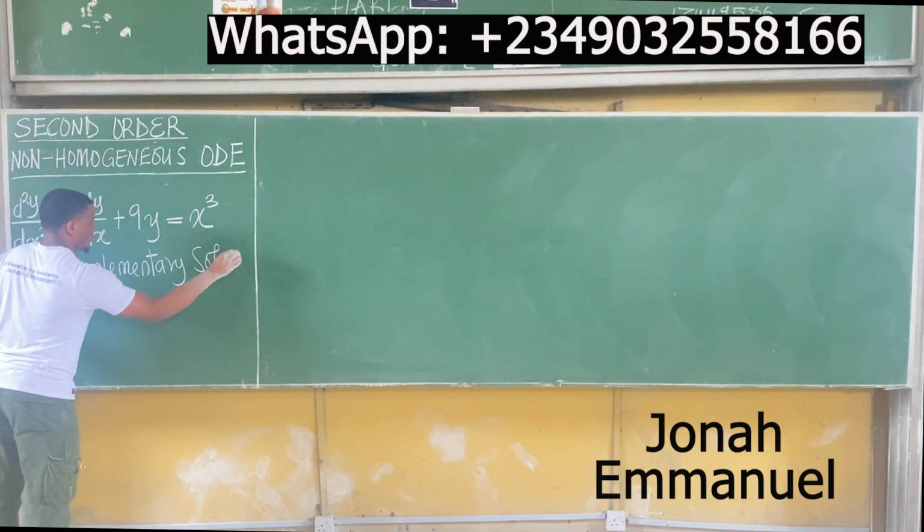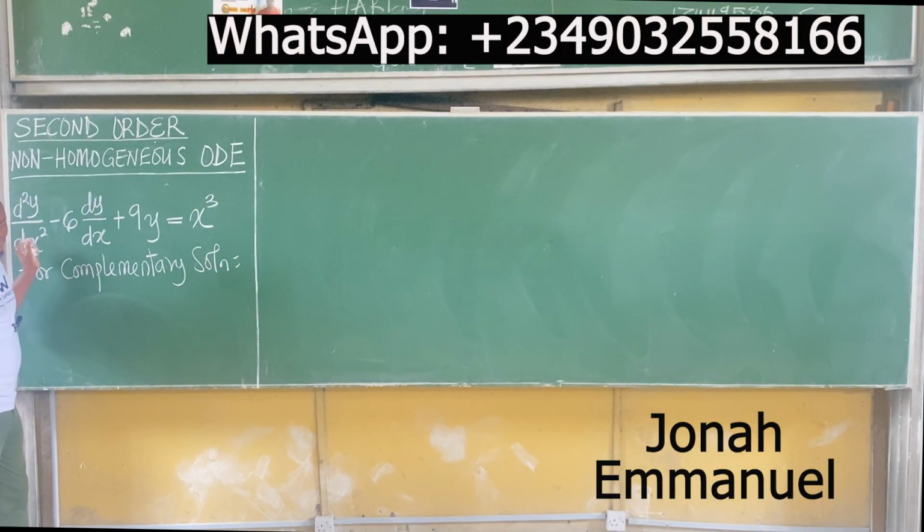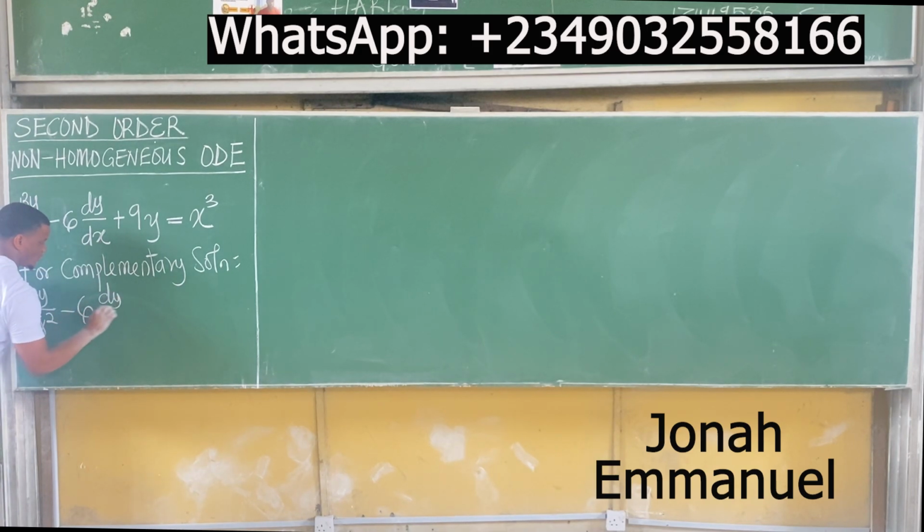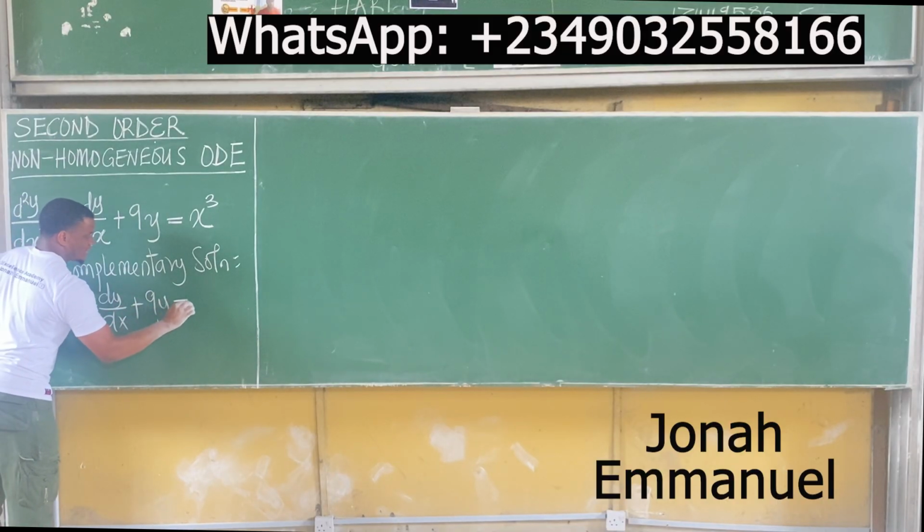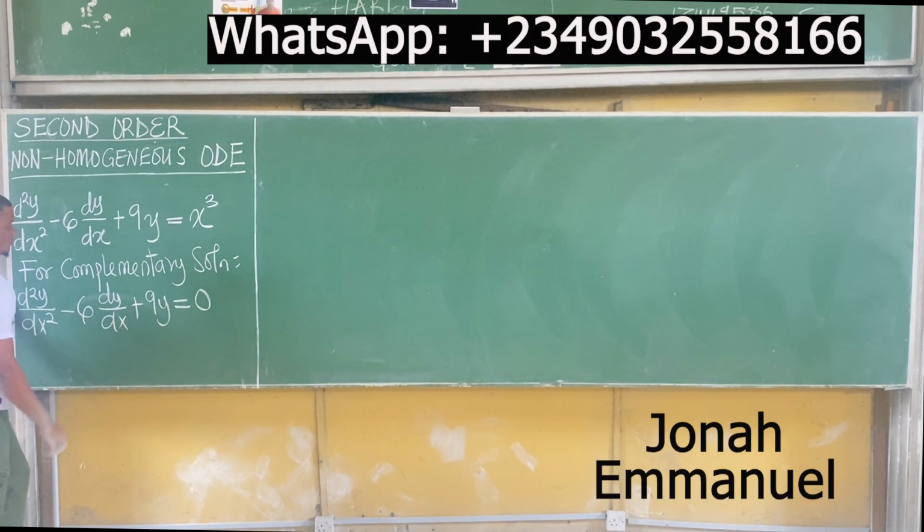for the complementary solution, what's the task here? What do you do? We said equate the second order differential equation to 0. So I'll have that d squared y over dx squared minus 6 dy/dx plus 9y is equal to 0. Equal this to 0. What next?